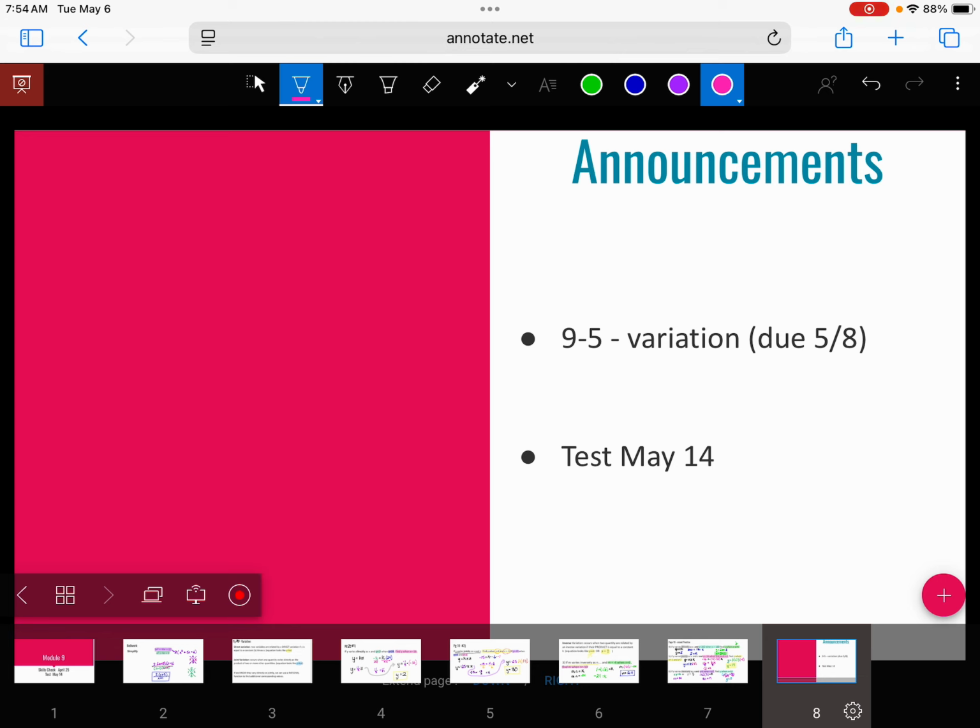So here is the variation homework. We are going to do that kind of story problem like number 25 on the top of the back tomorrow. So that's kind of the vibe.